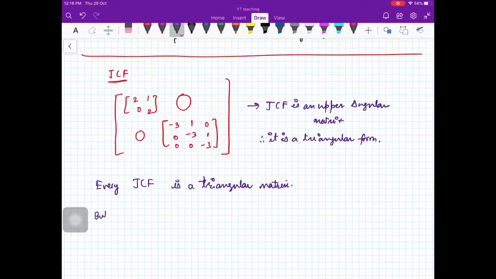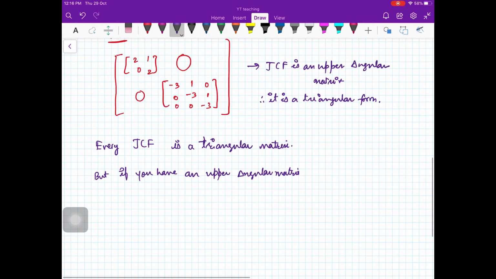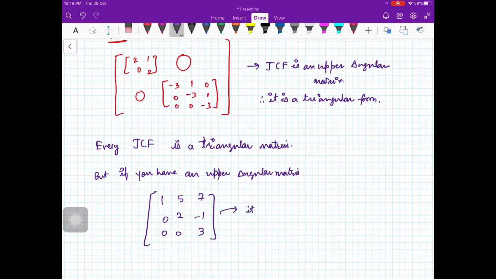But if you have an upper triangular matrix, say you have this matrix 1 2 3 5 7 minus 1 0 0 0. So this is an upper triangular matrix. It is not in Jordan canonical form. So can you see the difference? If you write the Jordan canonical form, then you can say that this is my triangular form also. But if you have written a triangular form, it may or may not be a Jordan canonical form, right?